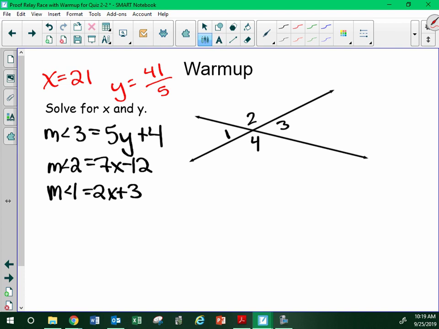We do get fractions in geometry. In high school, we deal with all the numbers, not just the nice little ones that they always gave you before. So it's okay to get a fraction. Now, there are a few different approaches you could take to this. They gave us information about angles 1, 2, and 3.